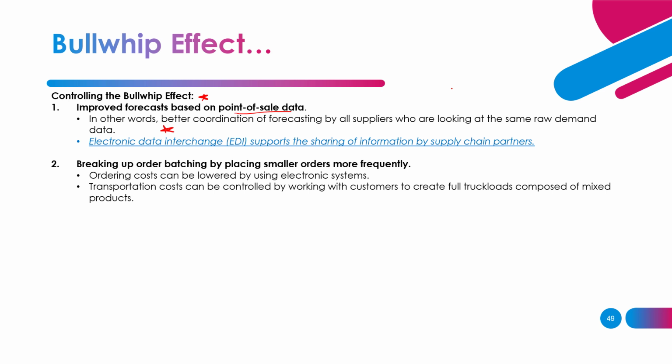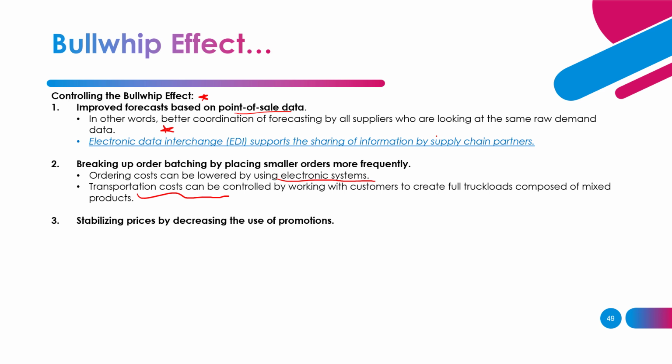Another way we can control it is to break up the order batching by placing small orders more frequently. This means, first of all, we lower the ordering cost by using electronic systems such as emails or other systems, and we can control the transportation cost by getting mixed product order quantities and filling the truck with different products from the customers. Okay, that is the demand from the side of the customers.